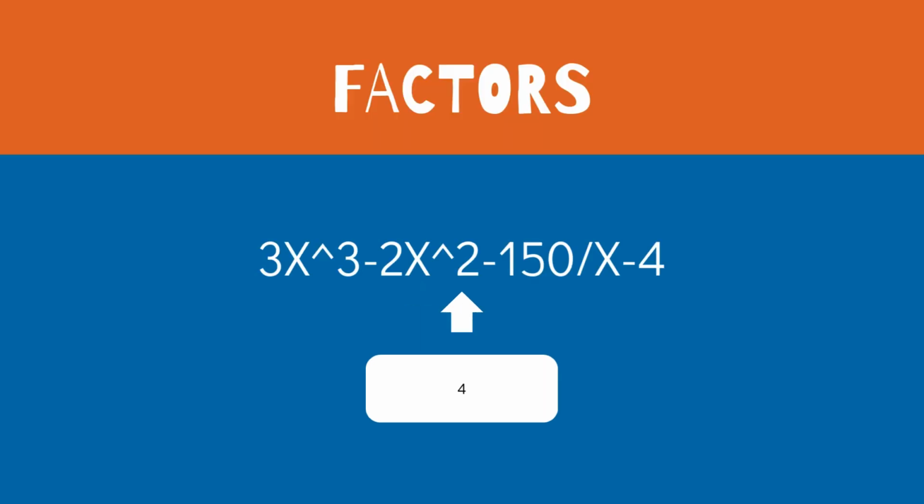Synthetic division. In a typical synthetic division problem, you'll be given a polynomial which you have to divide by the restriction of a given binomial. The restriction of any given binomial can be found by setting the binomial equal to 0. In this case, setting x minus 4 equal to 0 gives us a restriction of 4, which is our new divisor term.